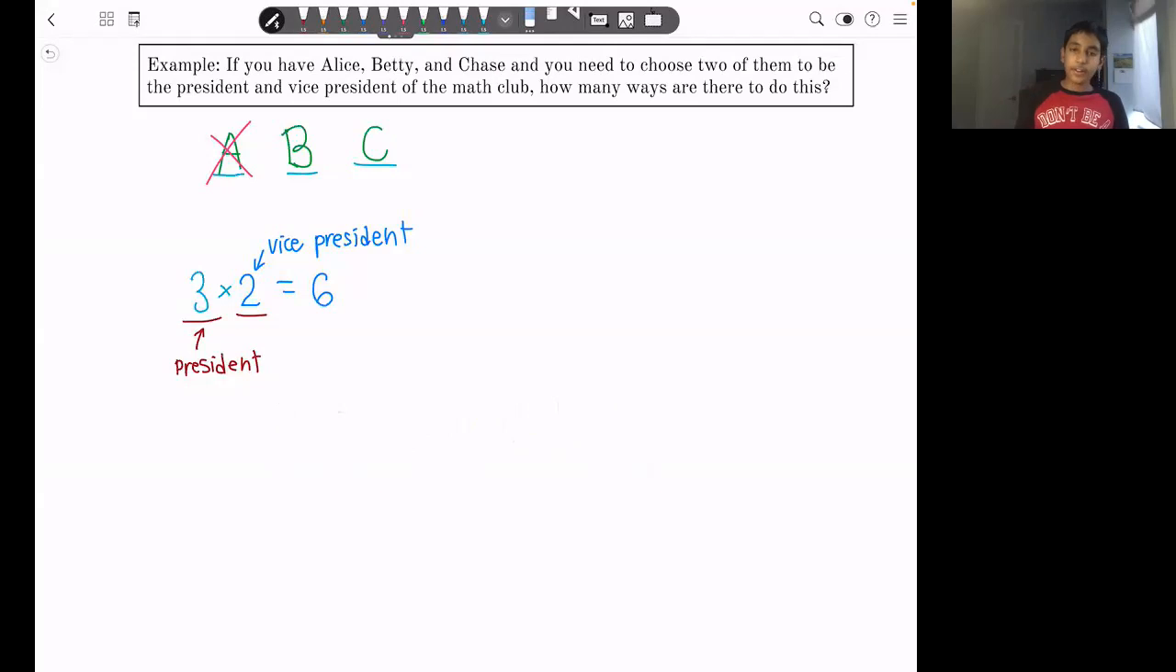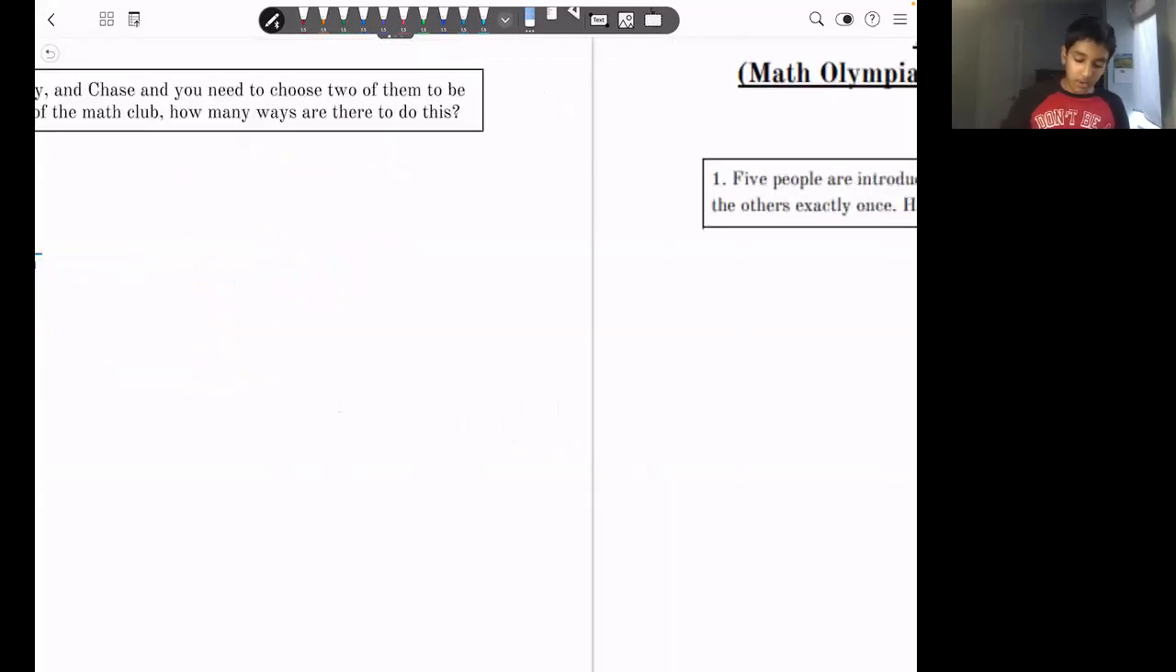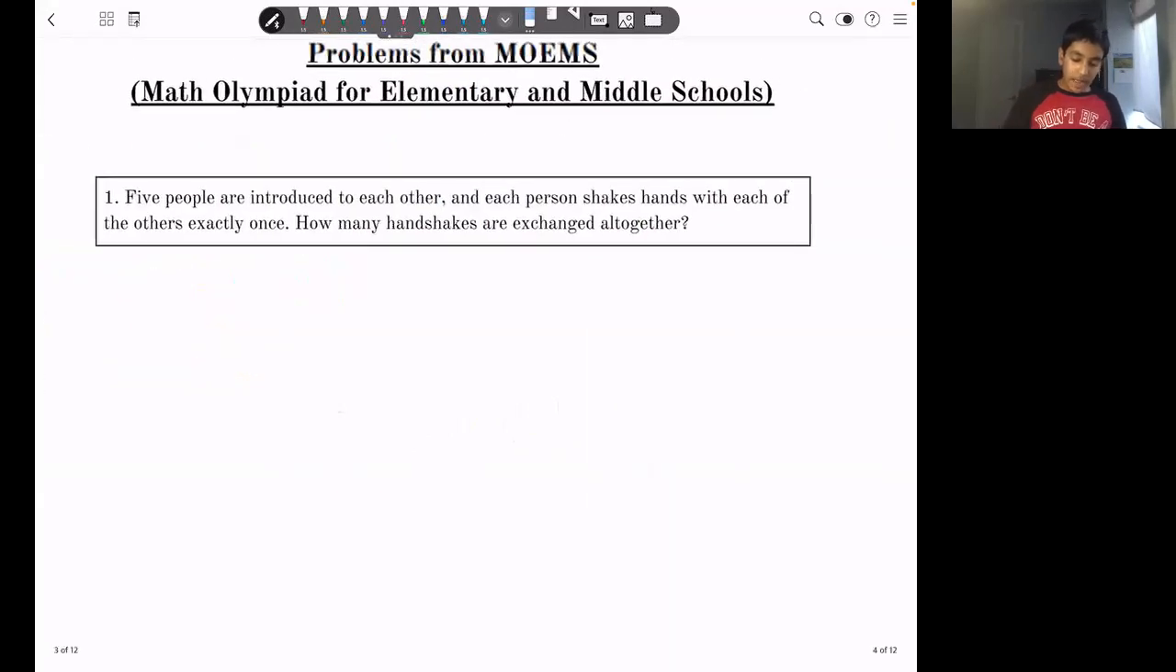So okay, let's move on to some problems now. 5 people are introduced to each other, and each person shakes hands with each of the others exactly once. How many handshakes are exchanged? So let's just say the 5 people are 1, 2, 3, 4, and 5. The 5 people, we can just number them.